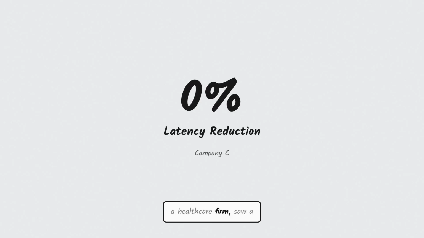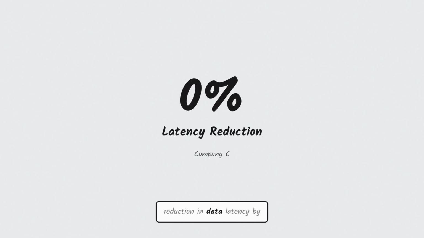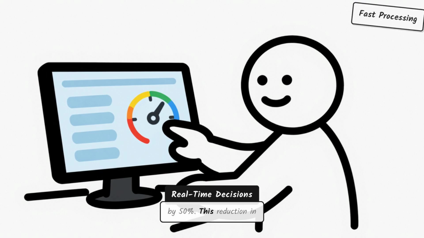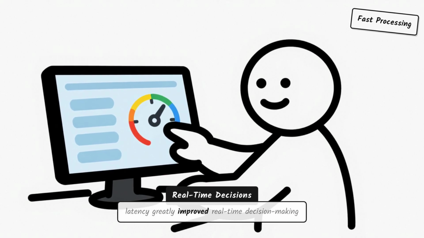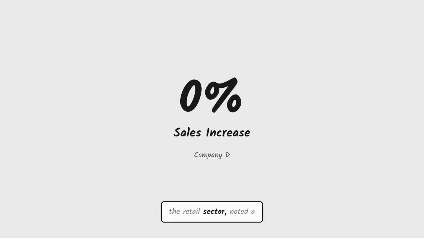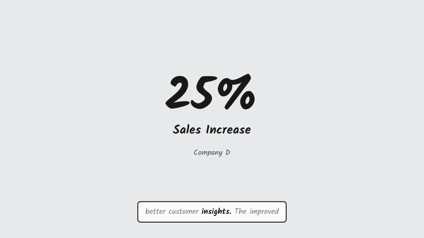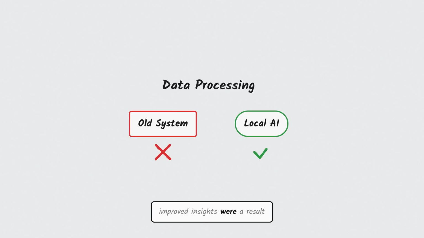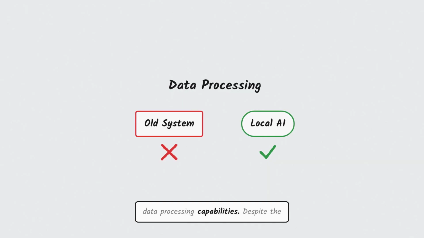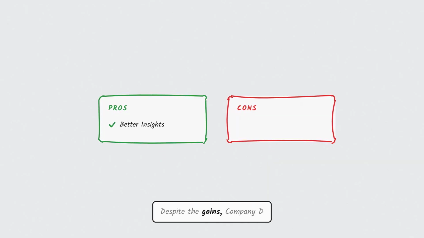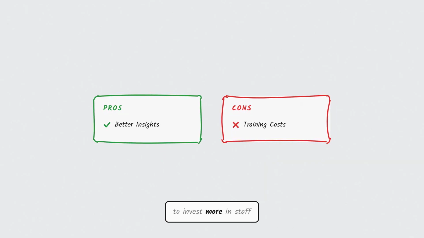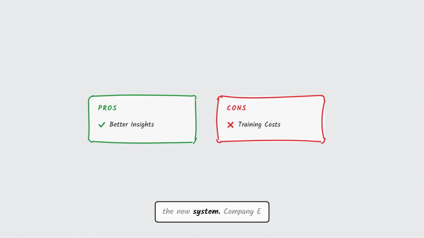Company C, a healthcare firm, saw a significant reduction in data latency by 50%. This reduction in latency greatly improved real-time decision-making processes. Company D, in the retail sector, noted a 25% increase in sales due to better customer insights. The improved insights were a result of quicker data processing capabilities. Despite the gains, Company D had to invest more in staff training to handle the new system.